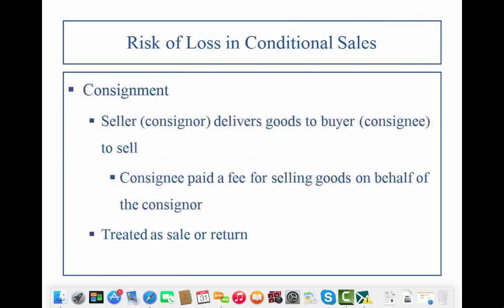The third type of conditional sale is something that maybe most of us are kind of familiar with. A consignment sale. Everyone knows what a consignment is? If you don't, I'll explain. Someone give me an example of a consignment. Has anyone ever been involved?